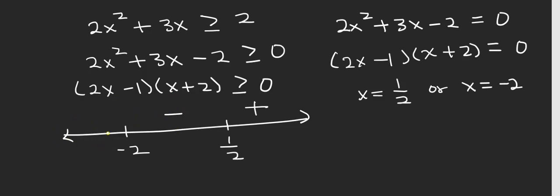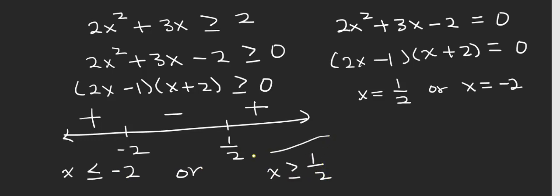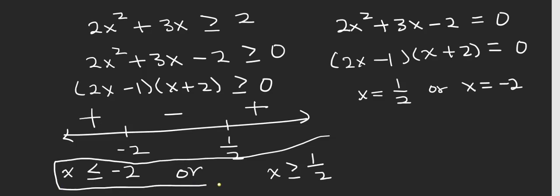What about over here? What's a nice number to choose? Well, negative 5 or negative 4, it doesn't matter. Plug it in, you end up getting negative times negative, which will be positive. So now, in order for this statement to be true, it has to be greater than or equal to 0, which means this has to be positive. So our solution is x less than or equal to negative 2, because we have the underline now, or x greater than or equal to 1/2. So this will be our solution for this problem.